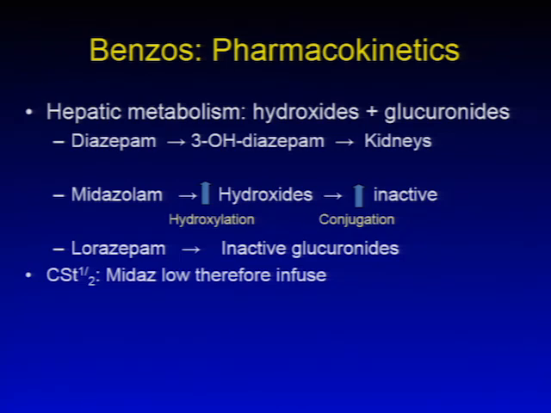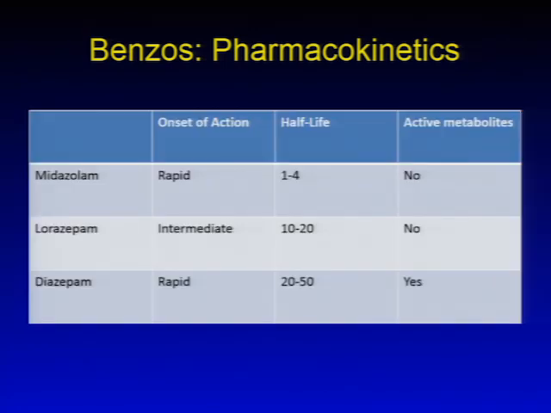The context-sensitive half-life of midazolam is very short, and therefore it allows it to be used as an infusion, although it is still not flat, as you might see with remifentanil. As you can see here in this table, midazolam has the shortest half-life, 1 to 4 hours, and it has no active metabolites, whereas diazepam has a rapid onset of action, which is beneficial, but the half-life is 20 to 50 hours, and it does produce active metabolites, which means you will have a significant amount of accumulation, and so it is not really usable as an infusion agent.